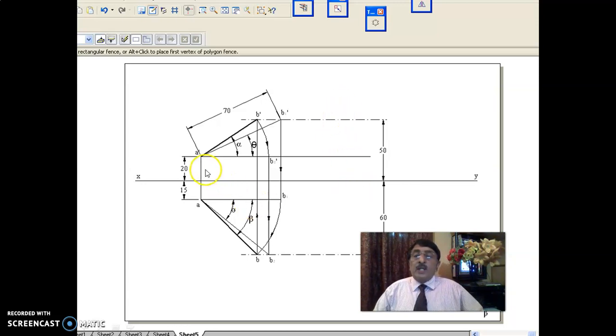Did you follow here? You start from A dash A, get the locus here, cut 70, immediately get the corresponding top view and rotate it, get the top view and project it, get the front view. In that way, you have completed. And another way to get the true length and true inclination: rotate the front view parallel to XY line and hit it against the locus. You get the true length and true inclination also, which is equal to 70 mm only.